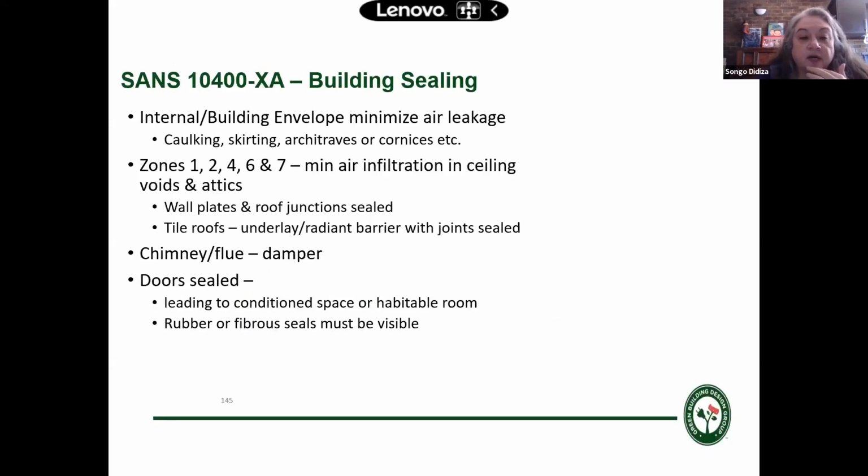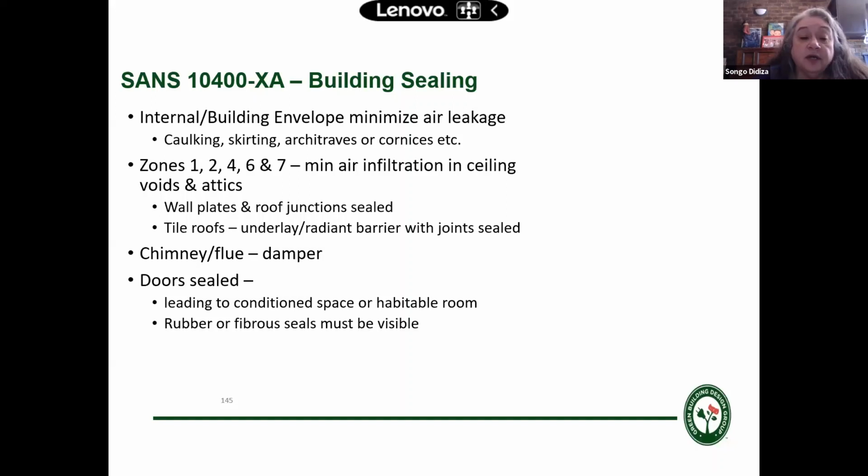So the next part we've got is sealing, as in S-E-A-L-I-N-G, not C-E-I-L-I-N-G. And we have to seal the buildings, because as I said yesterday, we don't want to have leaky buildings. We want to have ventilation, but we don't want a leaky building. So it really just says you must have caulking, skirting, architraves, cornices. Minimum air infiltration in the ceiling voids.